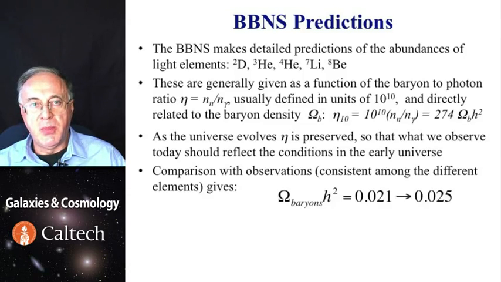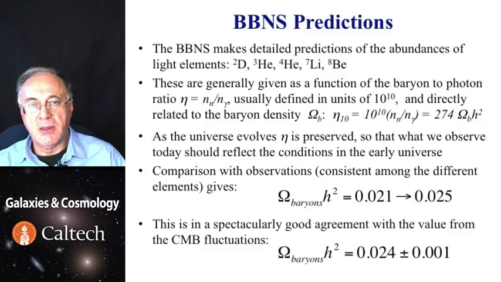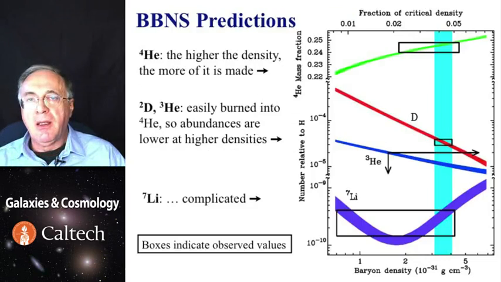Which leads to the prediction that omega baryons will be of the order of 4%, and that is in excellent agreement with a completely different argument from microwave background fluctuations. Here are the predictions of the Big Bang nucleosynthesis plotted in one diagram.